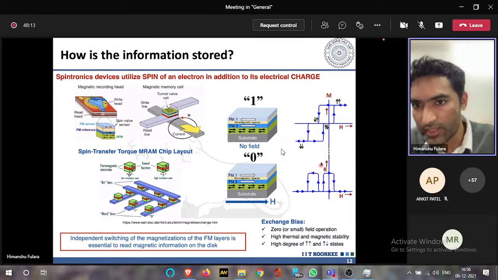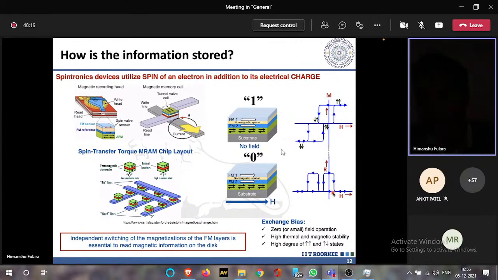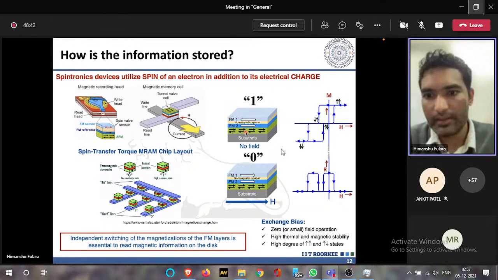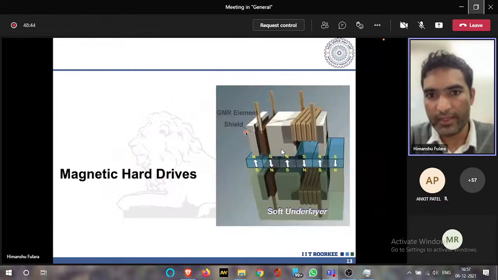This change in the resistance. So corresponding to this antiparallel state, the change in the resistance is very high. So this is one state and this is zero state, right? So this is how these states were achieved, and this is how the information is stored in terms of this one state and zero state. So this effect, which basically locks the magnetization of one of these ferromagnetic layers, is called the exchange bias effect.